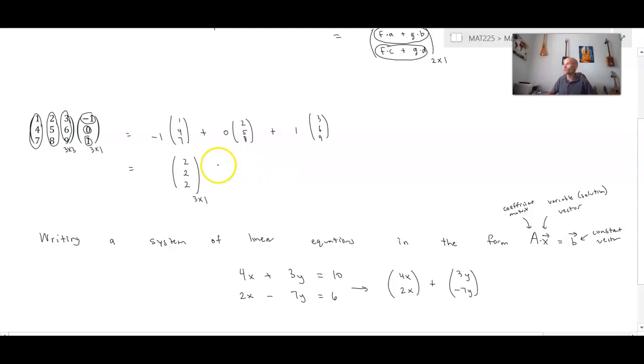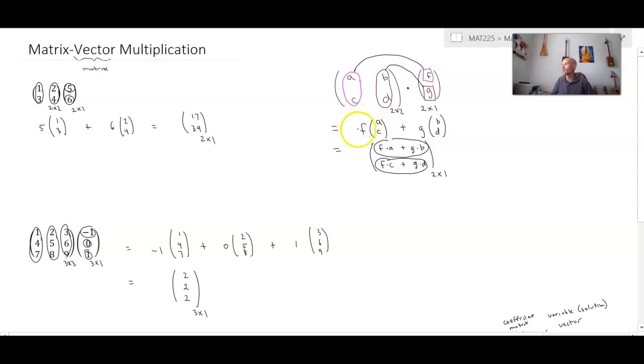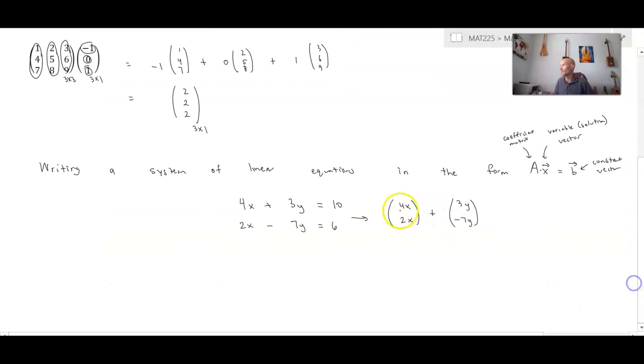So notice that what we're doing is we're kind of working backwards here. Here we skipped a step, but we could have actually shown the coefficients multiplying each of those components. So the first vector would have been 4x, 2x, the second vector would have been 3y, negative 7y, and then we just skip to the step where the components get added together.